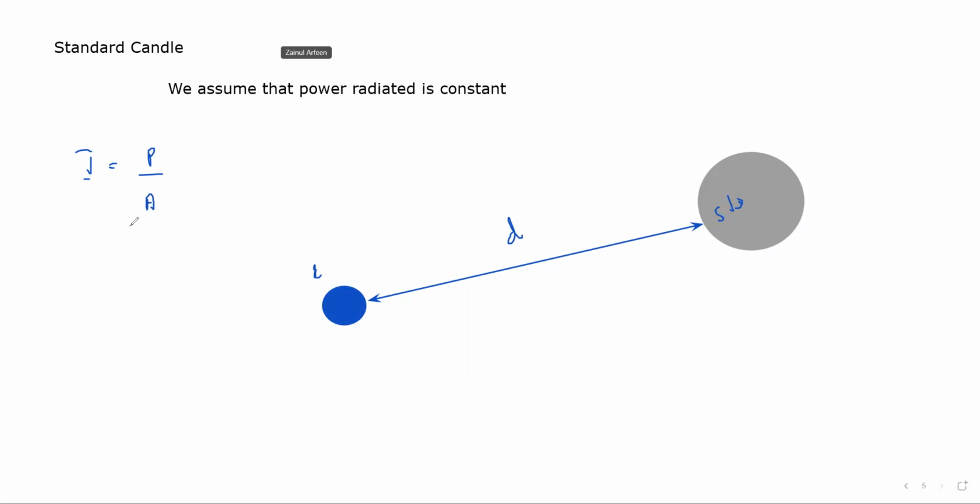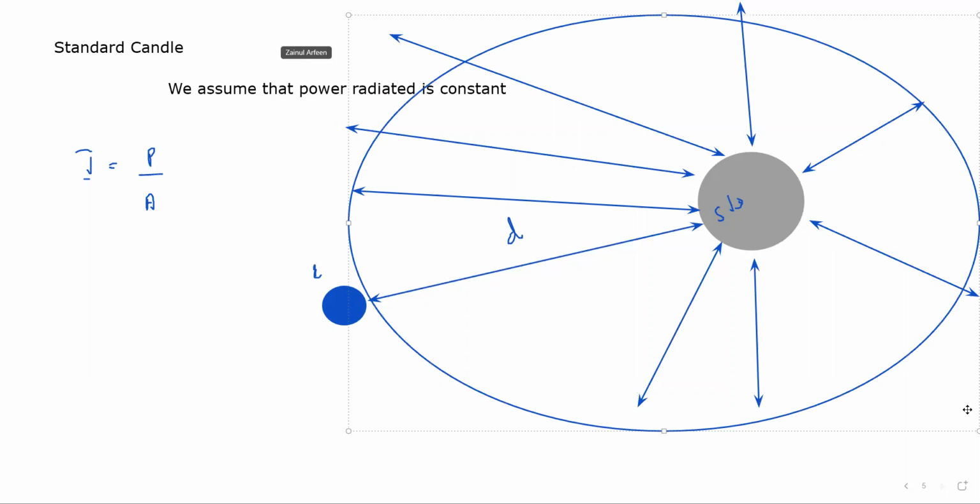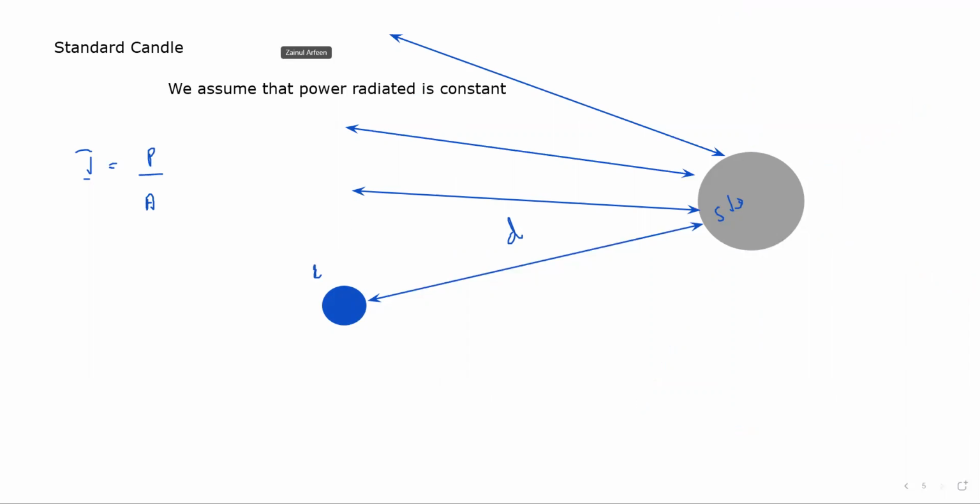But when we calculate the area, the distance between earth and the star is d, but there are so many points which are at a distance d away from this star. This star is emitting radiation in all directions, and the same distance d will be there. So when we join all these points, what will it become? It will become a sphere, with the star at the center. These distances are all the same.